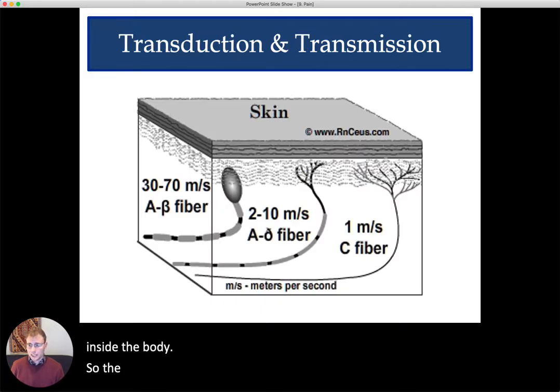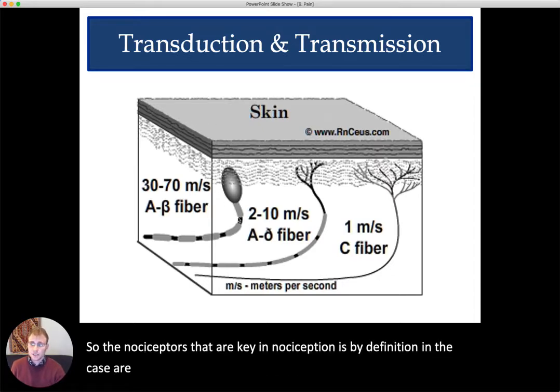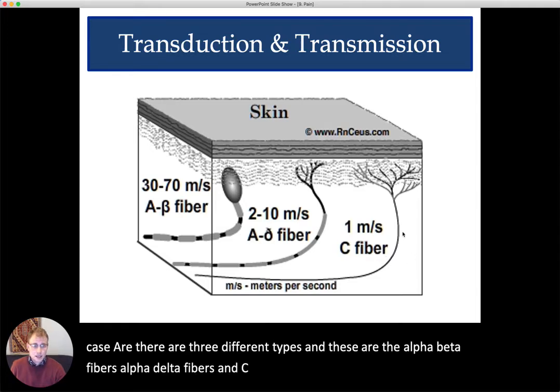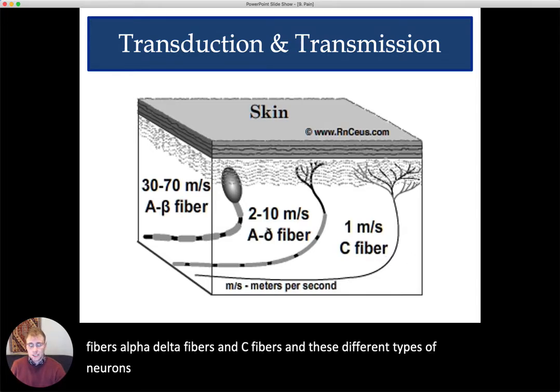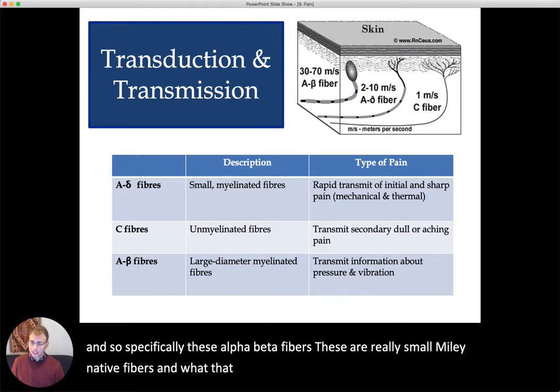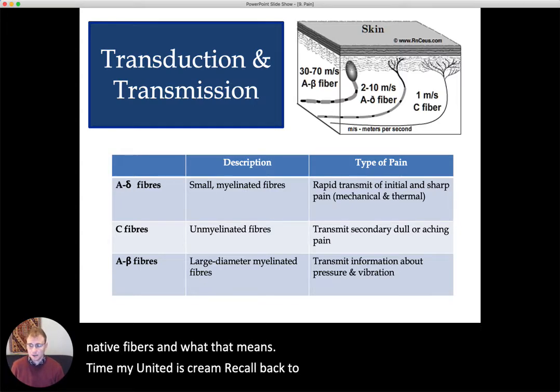So the nociceptors that are key in nociception, well, that is by definition the case, there are three different types. These are the alpha beta fibers, alpha delta fibers, and C fibers. And these different types of neurons are involved in transmitting different types of pain impulses. Specifically, these alpha beta fibers are really small myelinated fibers. And what myelinated means is, if you recall back to intro psych, some neurons have a myelin sheath on them, and this is like a fatty layer. You can see that here.